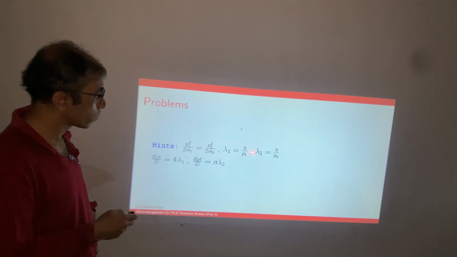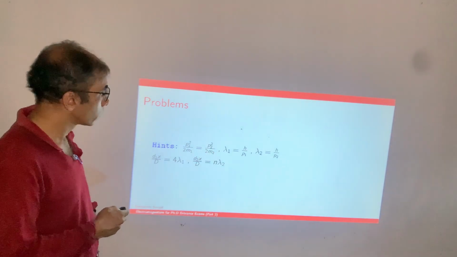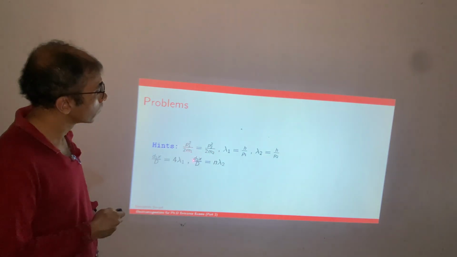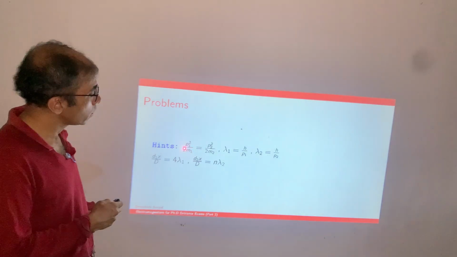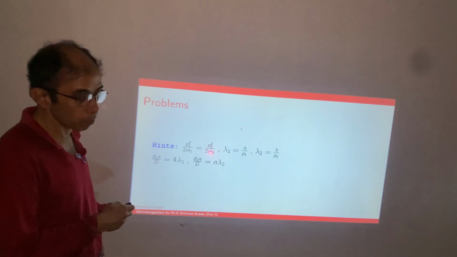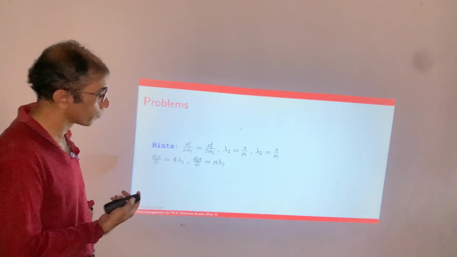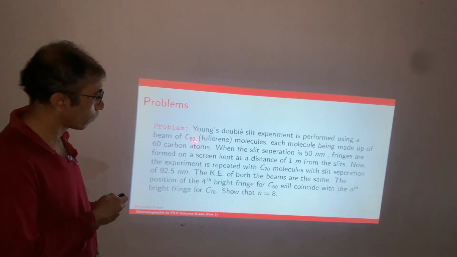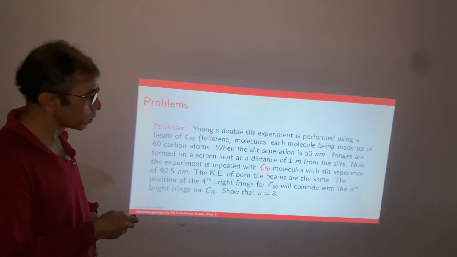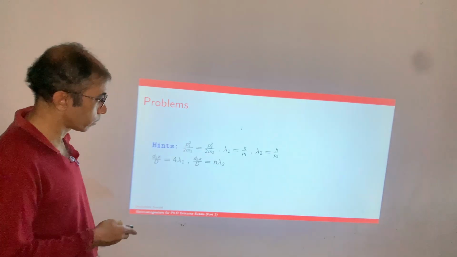So you will get things in terms of m1 and m2. m1 is the mass of one molecule of C60 and m2 is the mass of one molecule of C70. And you know the ratio. From here it's obvious what the ratio is. Here one molecule has 60 carbon atoms, here one molecule has 70 carbon atoms. So it's not difficult.